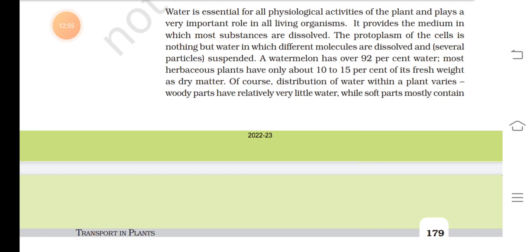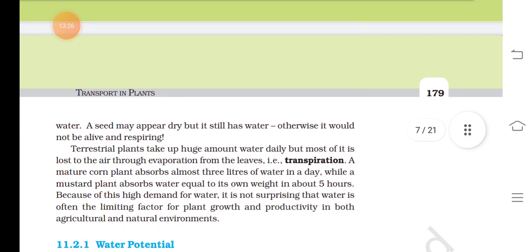It provides the medium in which most substances are dissolved. The protoplasm of the cell is nothing but water in which different molecules are dissolved and several particles suspended. A watermelon has over 92% water. Most herbaceous plants have only 10 to 50% of their fresh weight as dry matter. Of course, distribution of water within a plant varies. Woody parts have relatively very little water, while soft parts mostly contain water.